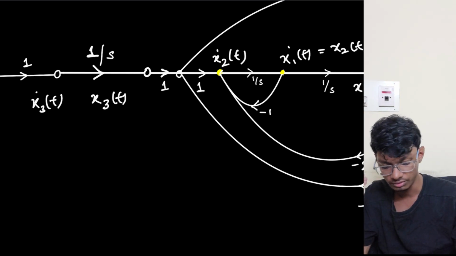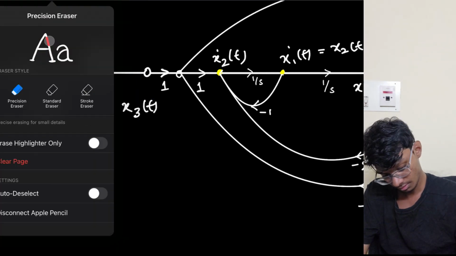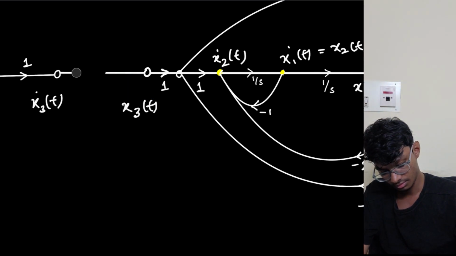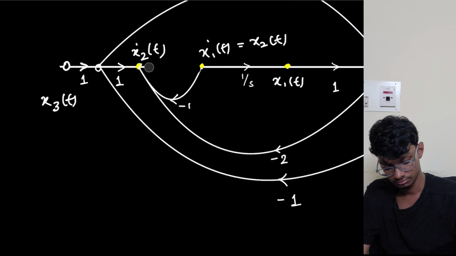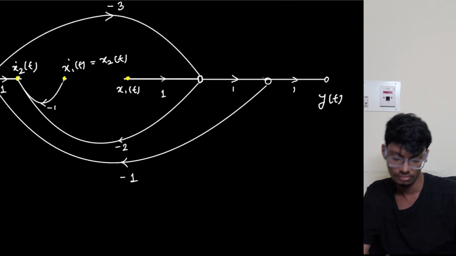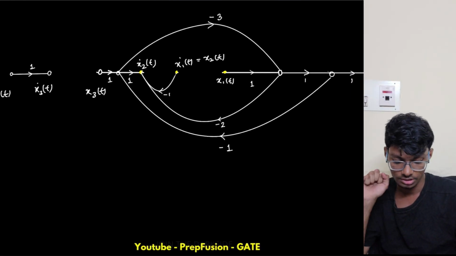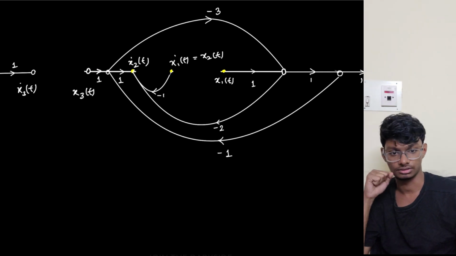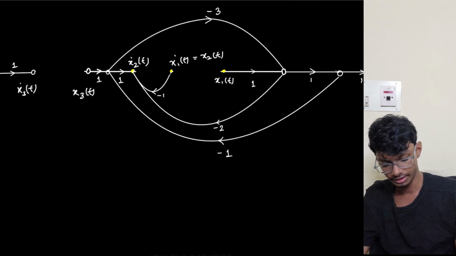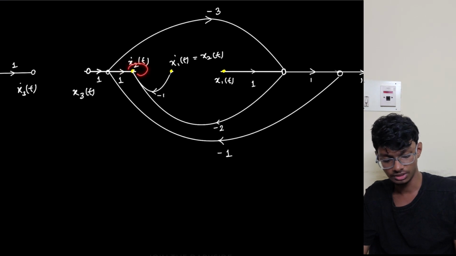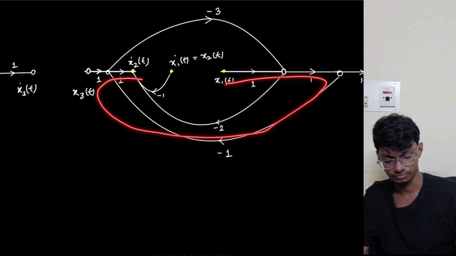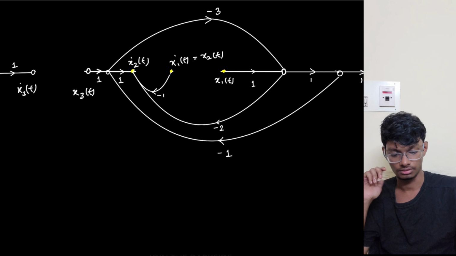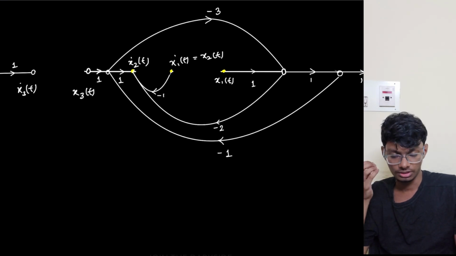So now what I will do, I will remove the 1 by s terms. So I'm left with this. What I can observe is that this x2 also has multiple paths. How? This x1 can come from here also, this x1 can come from here also. So this has multiple paths, right? That is one important thing to note here.